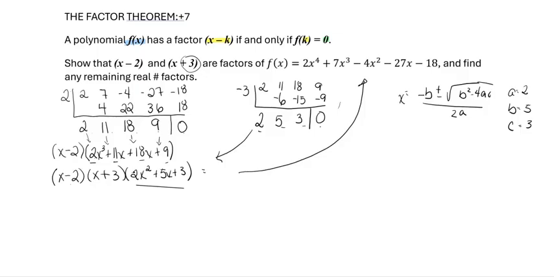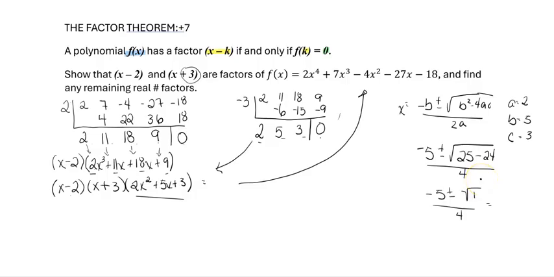So I'm going to go ahead and plug that in, and I'm going to get negative 5, because that's the opposite of b, plus or minus the square root of 5 squared is 25, minus 4 times 2 times 3, which gives me 24, all over 2 times 2, which is 4. So when I simplify this, I'm going to get negative 5 plus or minus 1 over 4.